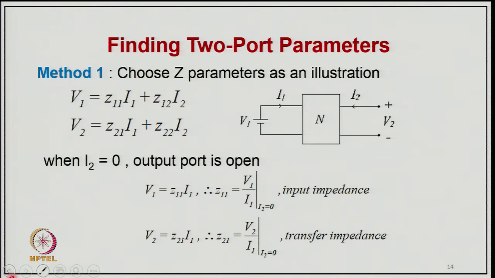And from the second equation, if I2 is 0, then V2 equals Z21 I1, and Z21 becomes V2 upon I1, where I2 is 0. We call this the transfer impedance, because we are taking output voltage and input current. In the previous case we took input voltage and input current. So, with this we get 2 impedance parameters.